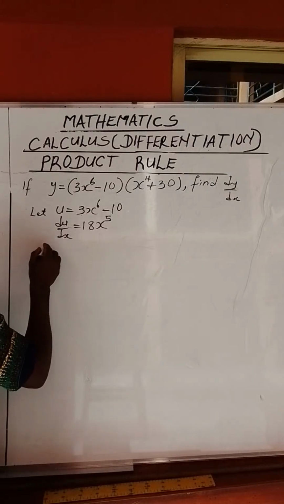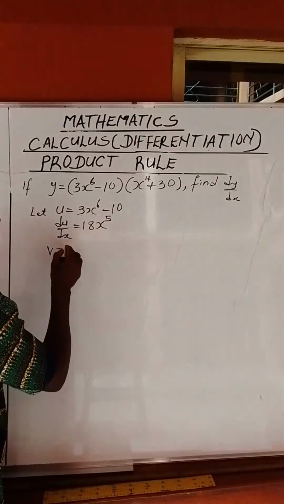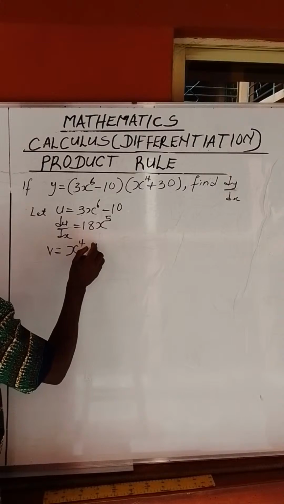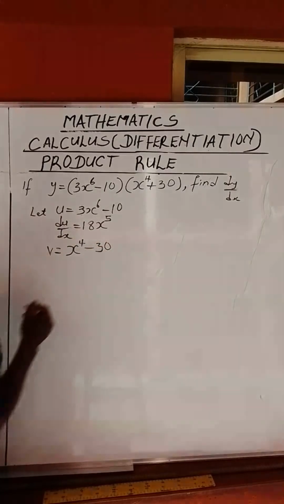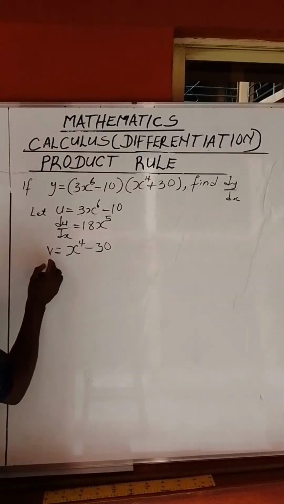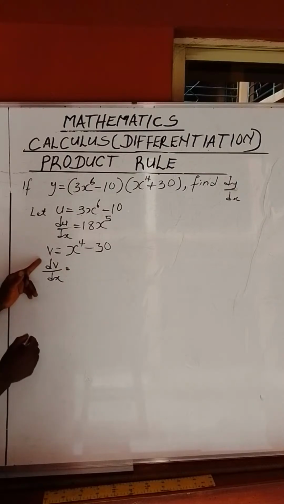Then our v: look at our v here. v equals x raised to 4 minus 30. So this is our v. Then we are going to differentiate v with respect to x, which is dv/dx.